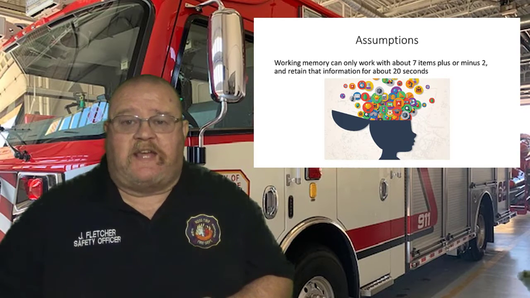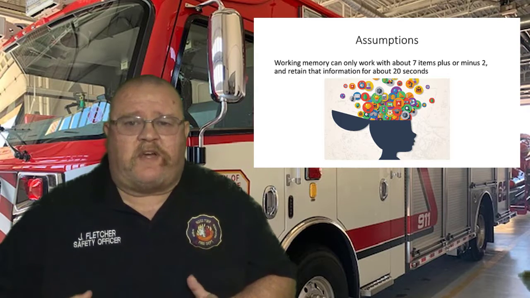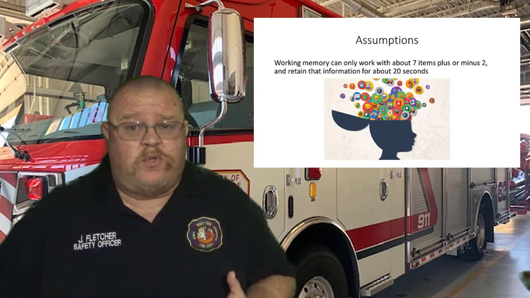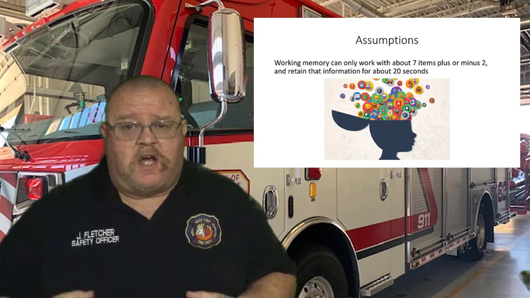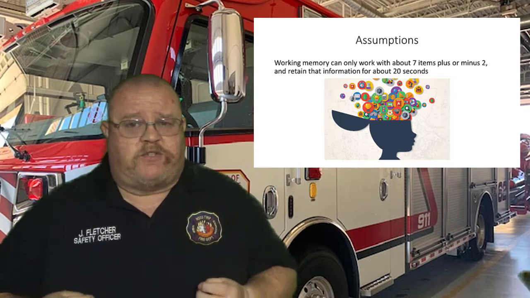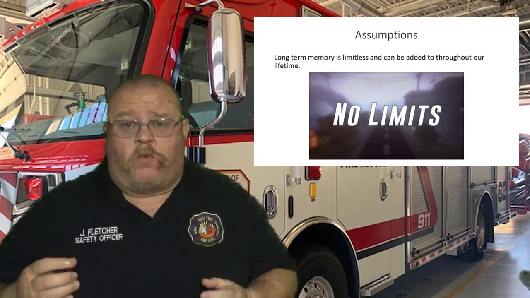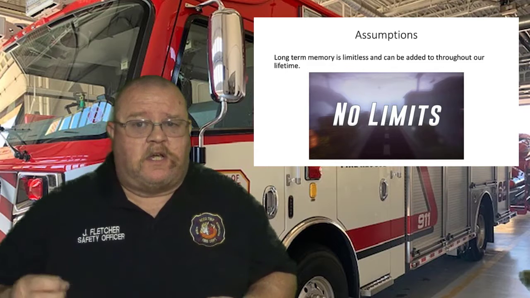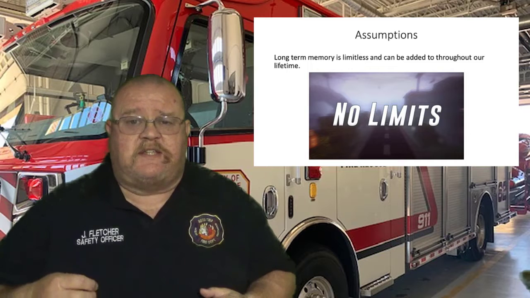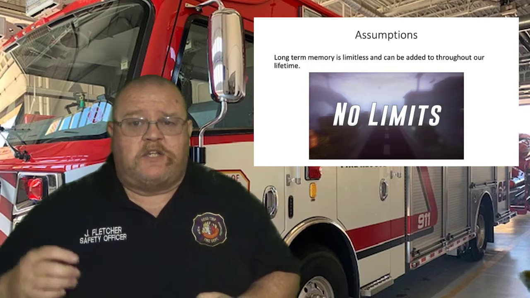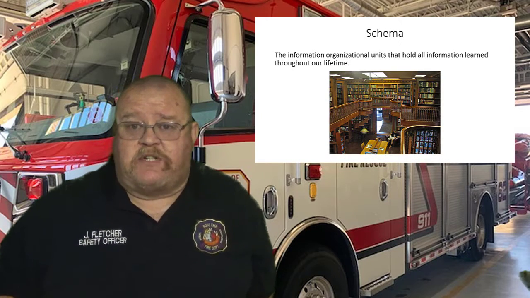There are three assumptions that go along with working memory. The first one is that it is limited in how many items it can hold. The rule of thumb is 7 plus or minus 2, and they can only be held for about 20 seconds if not reinforced. Of those 7, you can only work with about 2 to 4 items. The second assumption is that while working memory is limited, long-term memory is unlimited, as long as you build the cues and the schema, which we're going to talk about in a minute, to recall that information. And then the last assumption is schema.